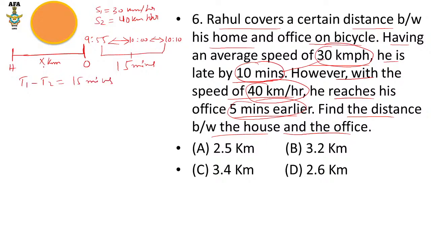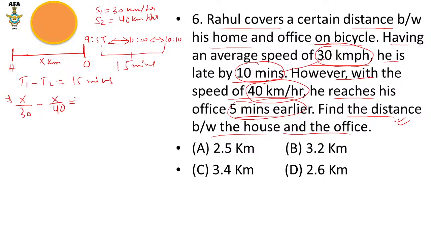We don't know the value of x. We need to find the distance between house and office. So time is equal to distance by speed. It will be written as x by speed. S1 is 30. So x by 30 minus x by 40.